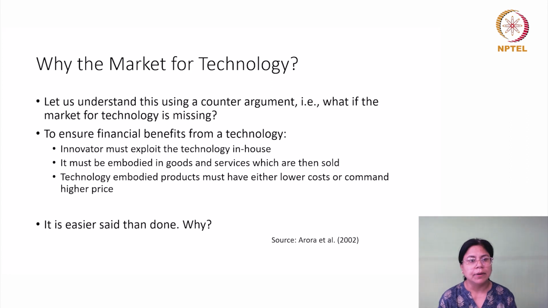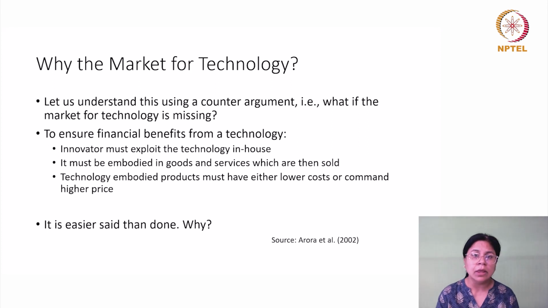Arora, in his paper, has in fact said, let us understand this argument by a counter argument. What if the market for technology is missing? Then, in order to ensure the financial benefit from any technology, any innovator and inventor has to use or exploit the technology in-house. They have to do everything on their own. It has to be embodied in goods or services which will then be sold. So the technology-embodied product must have either lower cost or command a higher price.